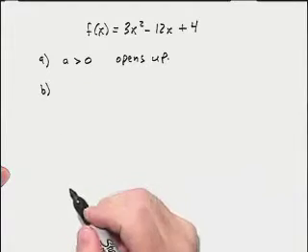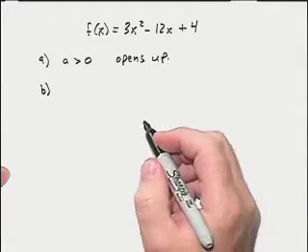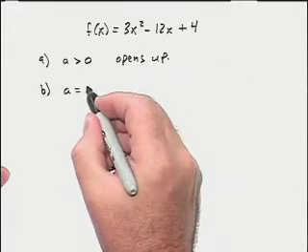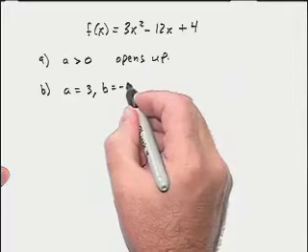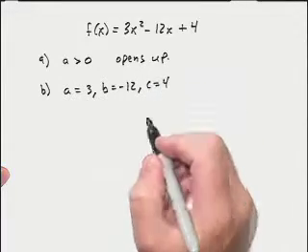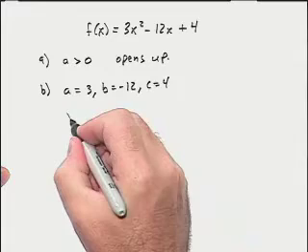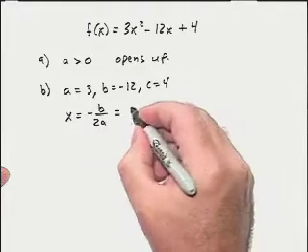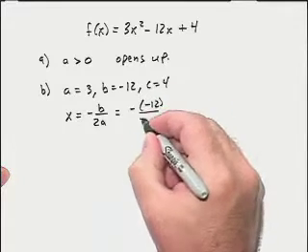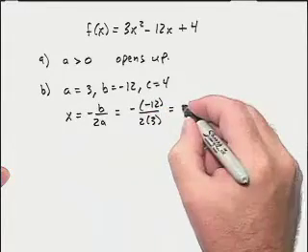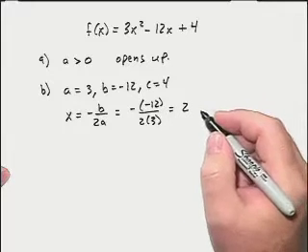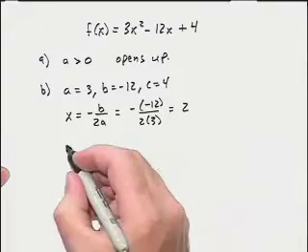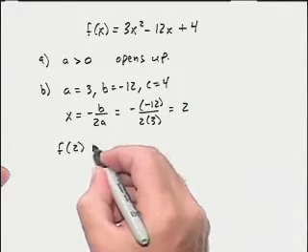On to part B, we want to determine the vertex. To find the vertex, we need to first identify the coefficients of our quadratic function. We have a is equal to 3, b is equal to negative 12, c is equal to 4. The x-coordinate of the vertex is given by x equals negative b over 2a. So we'll have negative 12 over 2 times 3, which will give us a positive 2. We can find the y-coordinate of the vertex by plugging in x equal to 2 into our function. That is, we find f of 2.